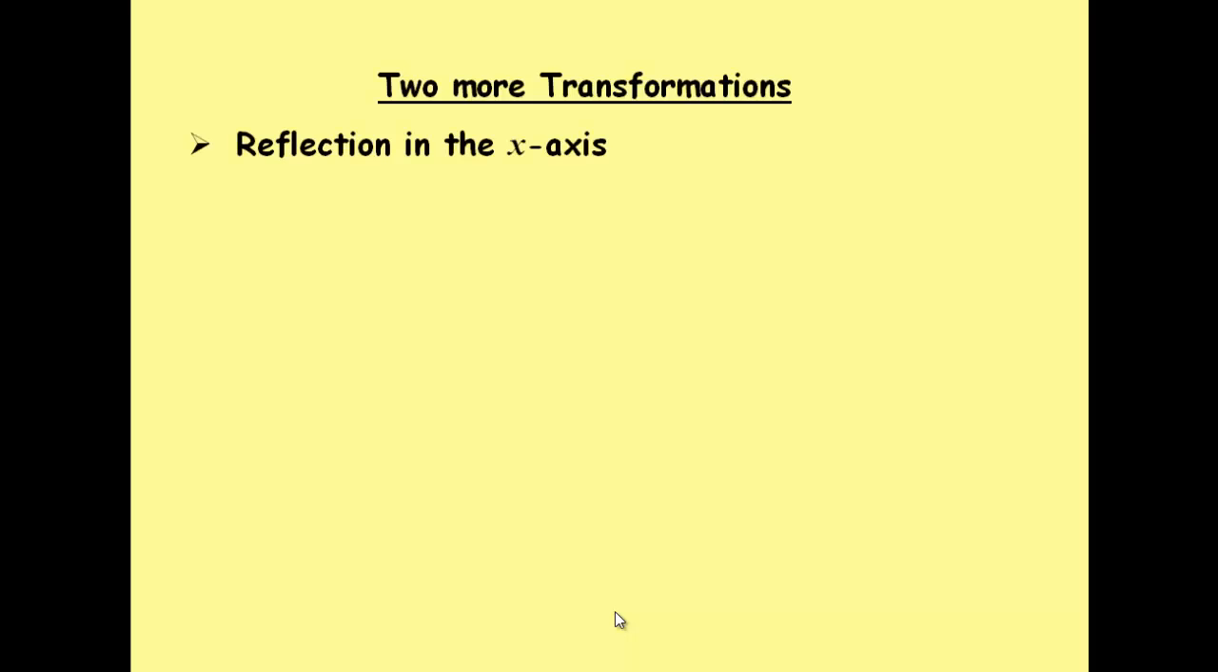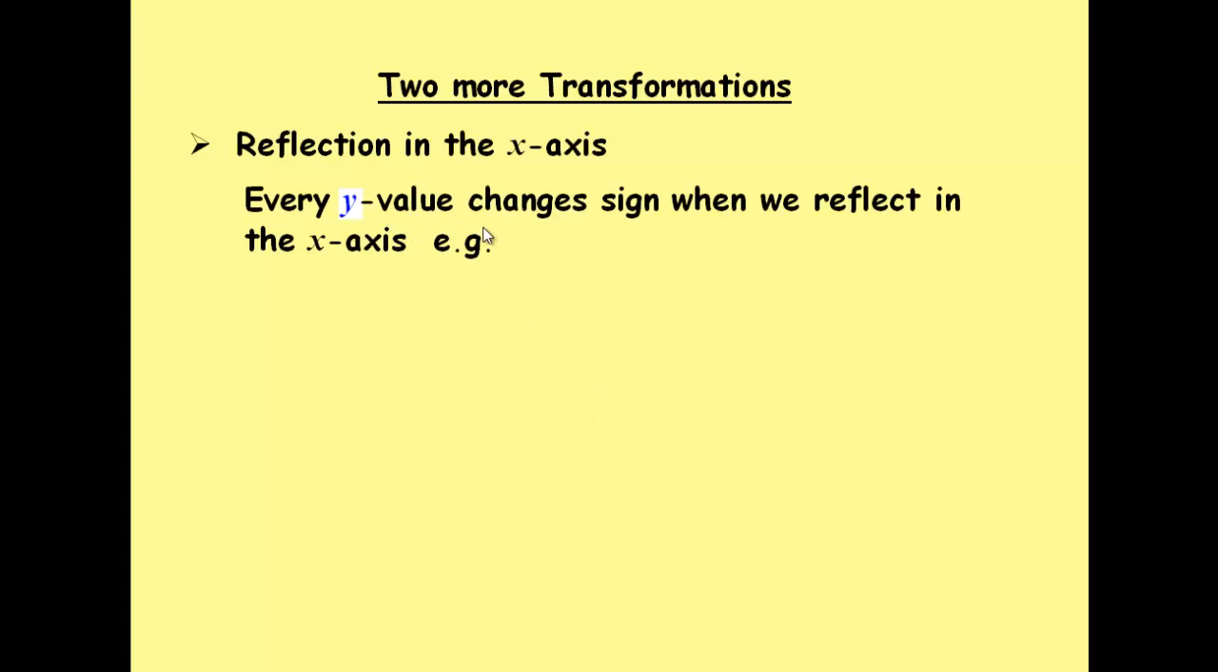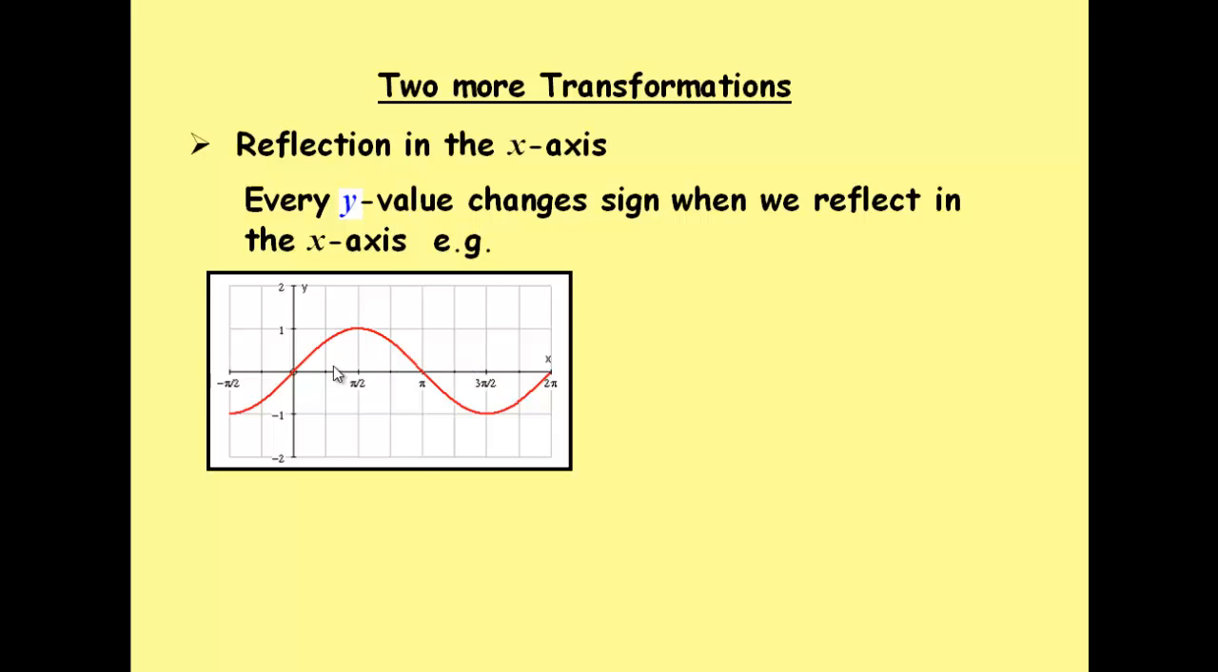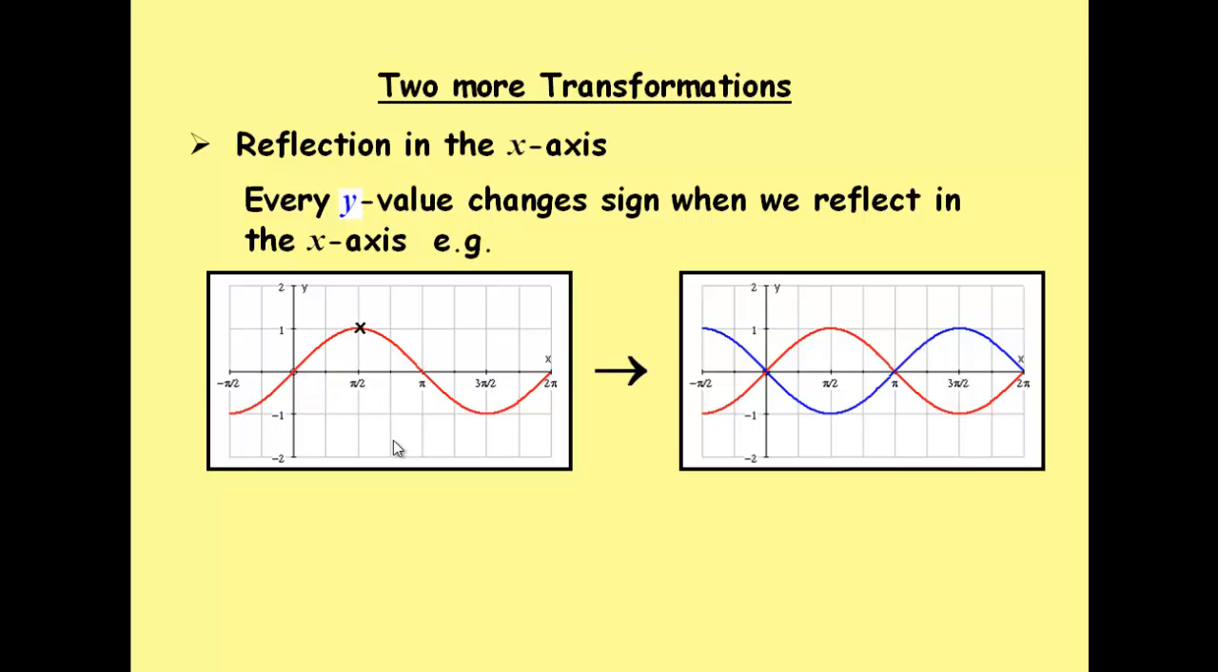Looking at reflections, well, the easiest one again is the one where it's y, and that's when we reflect in the x-axis. Every y value changes sign when we reflect in the x-axis. We're changing the value of the whole thing, in other words, what y equals. So if we reflect in the x-axis, where y is 1 here, it will become -1. And obviously these points where y is 0 will still be there. And the red graph goes to the blue graph.